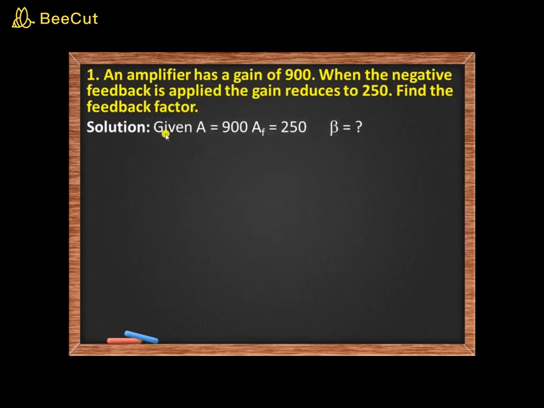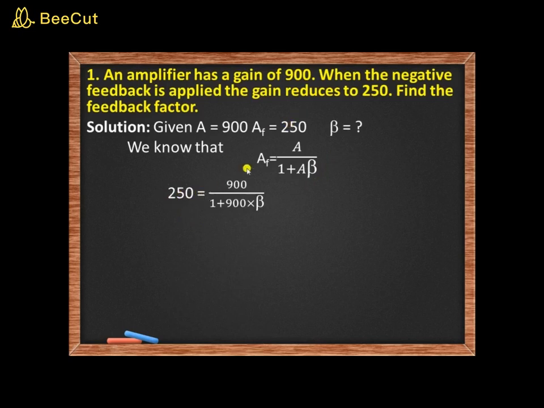So what is given: A as 900, AF as 250, and beta is the question mark, that is, we need to find it out. But we know that AF is equal to A divided by 1 plus A beta, right? So now let us substitute for AF and A in this equation. Then AF, 250, is equal to A, 900, divided by 1 plus 900 into beta.